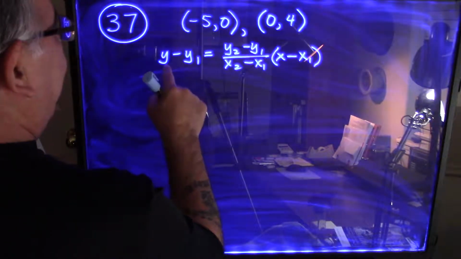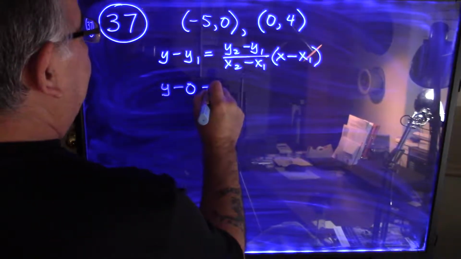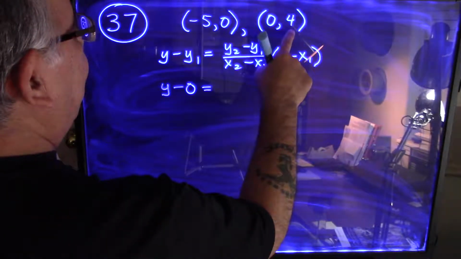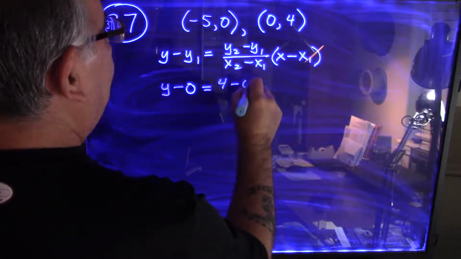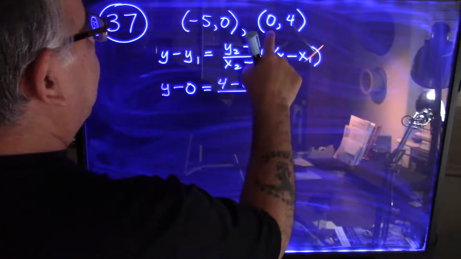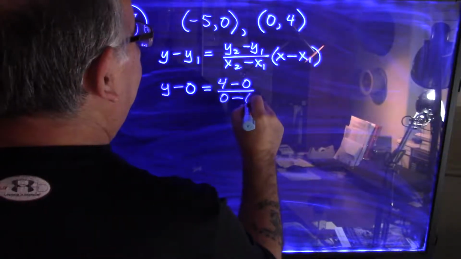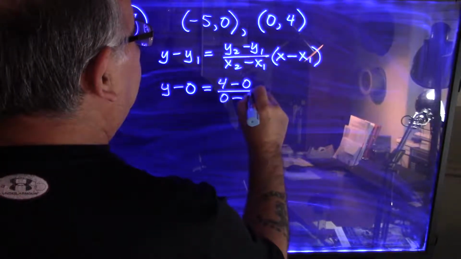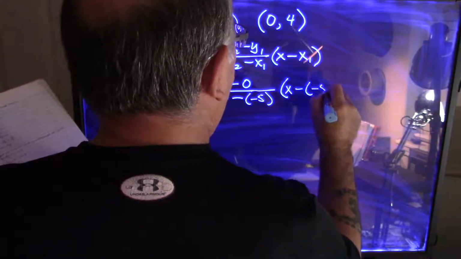Alright, so you got y minus 0, which is nice and easy, equals y2, that's 4, minus 0 over 0 minus negative 5 times x minus a negative 5.